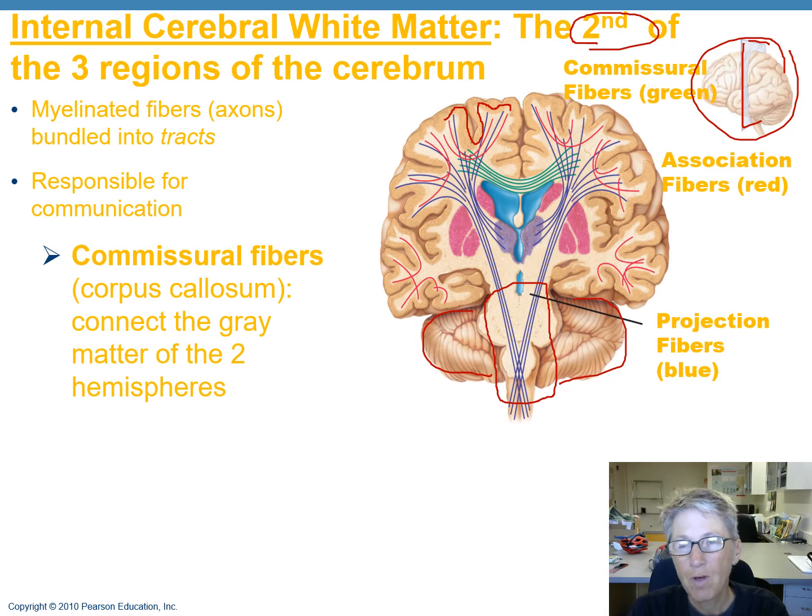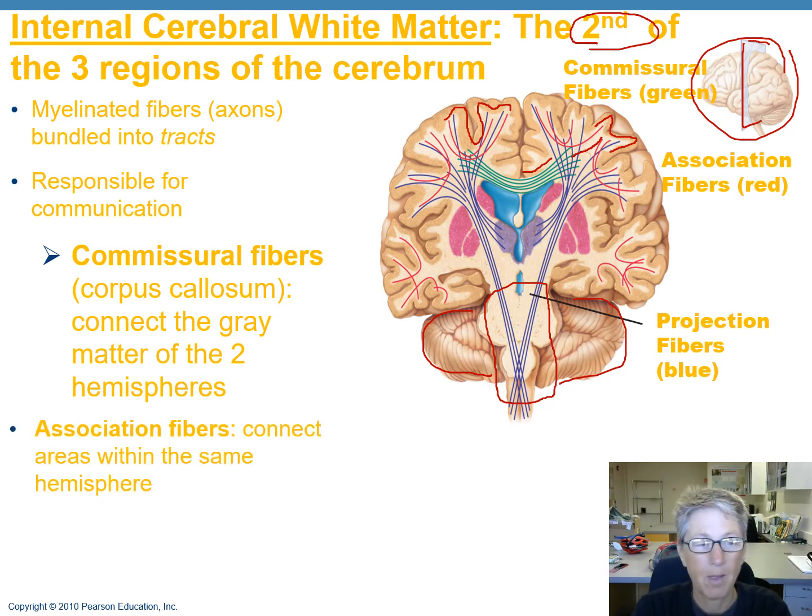These commissural fibers here in green are called the corpus callosum, and they connect the gray matter of the two hemispheres. It doesn't show it well, but these green fibers would connect the gray matter, which is this tan stuff out here, of the right cerebral hemisphere to the left cerebral hemisphere.